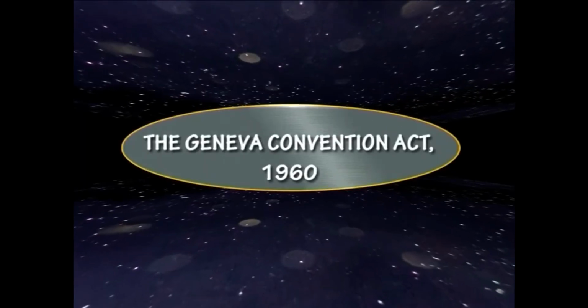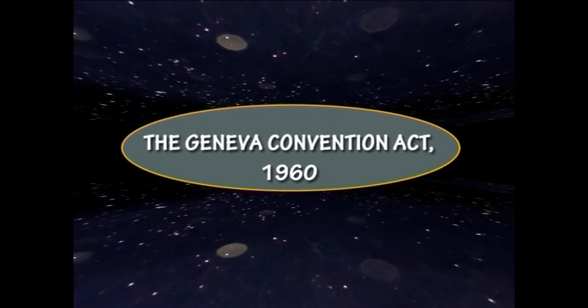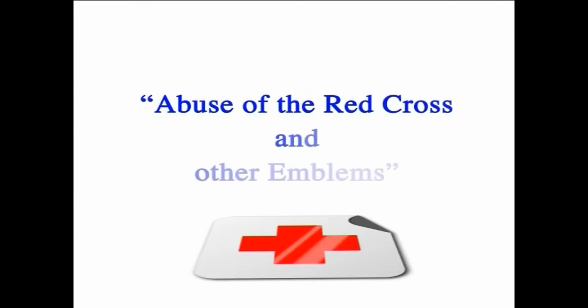The Indian Parliament enacted a legislation entitled the Geneva Conventions Act 1960 for implementing certain provisions of the Geneva Conventions of 1949 and incorporated therein a separate chapter on abuse of Red Cross and other emblems, with a view to prohibiting and punishing abuses of the emblems.